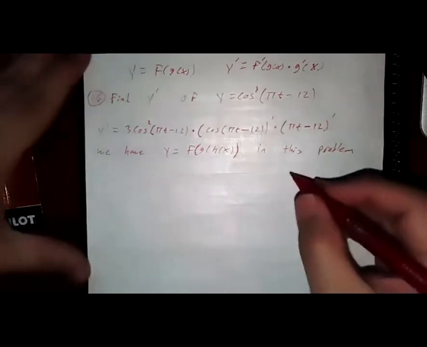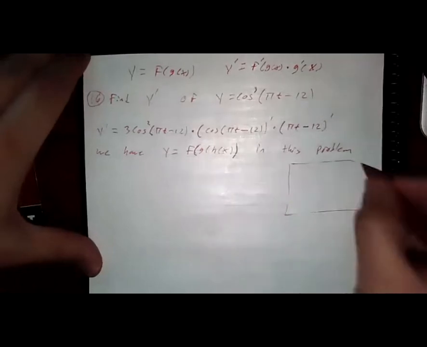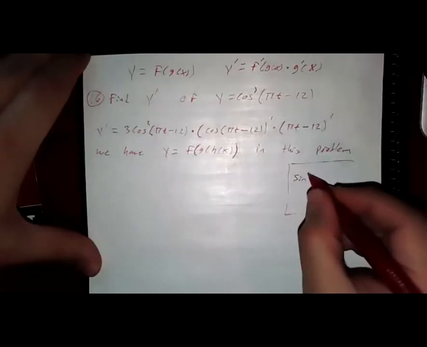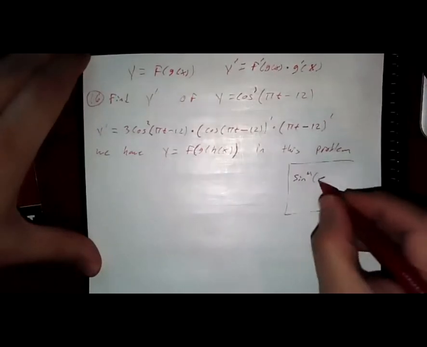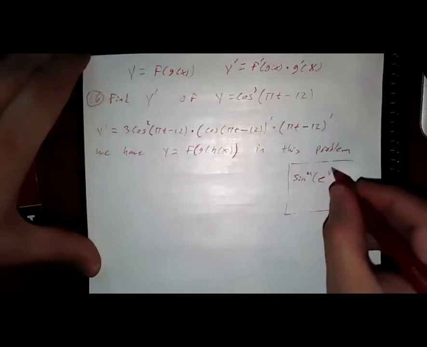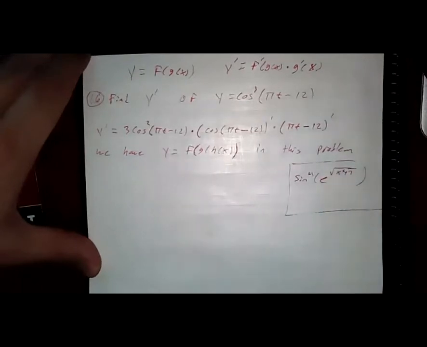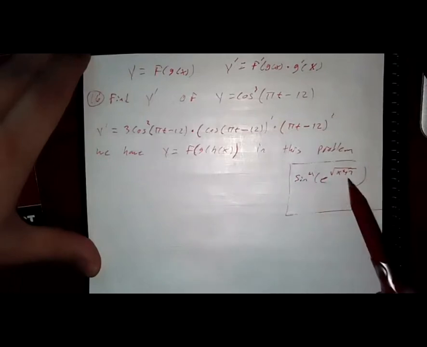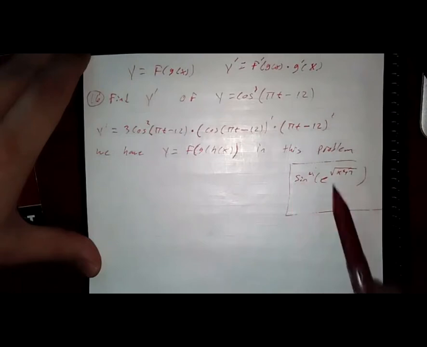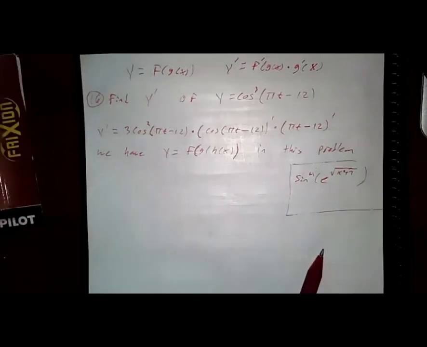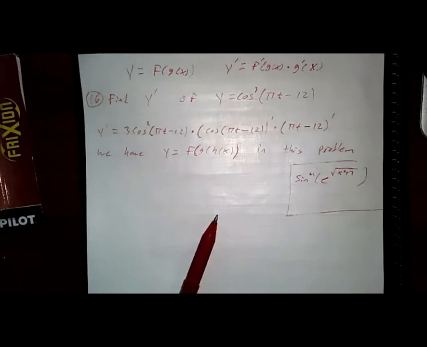Like you could have something weird like, I don't know, sine fourth of e to the square root of x squared plus 7. You could create some nasty function, which would be 1, 2, 3, 4, 5 composed functions. Just like I just combined 5 functions into one, like those little nesting dolls. You know what I mean?